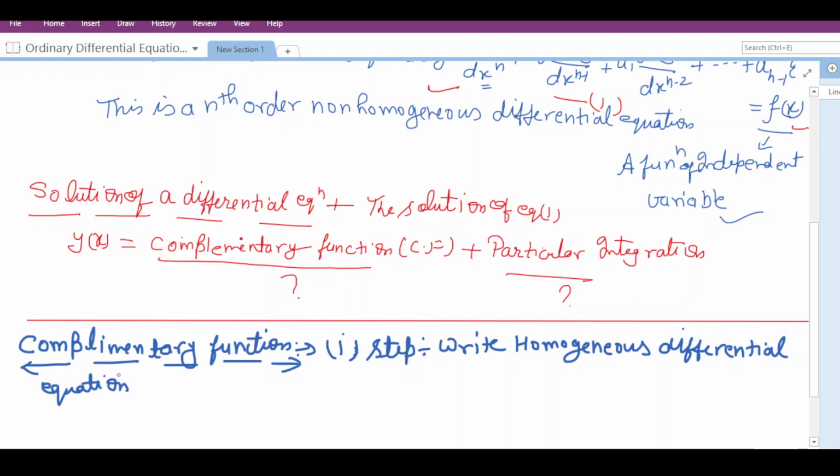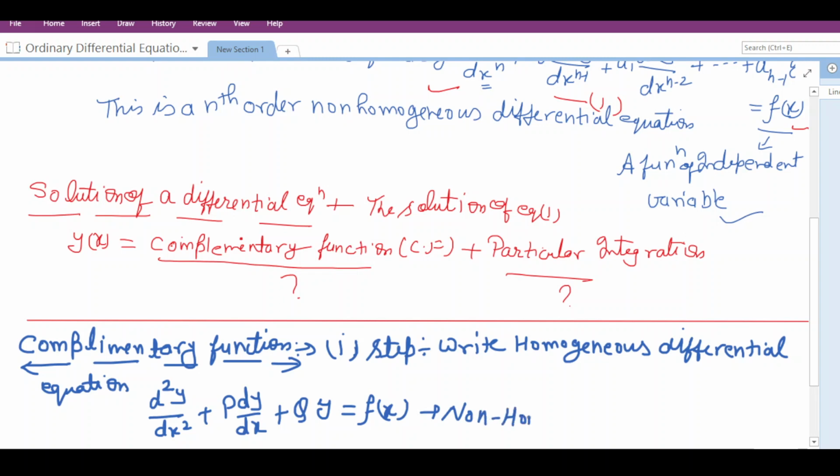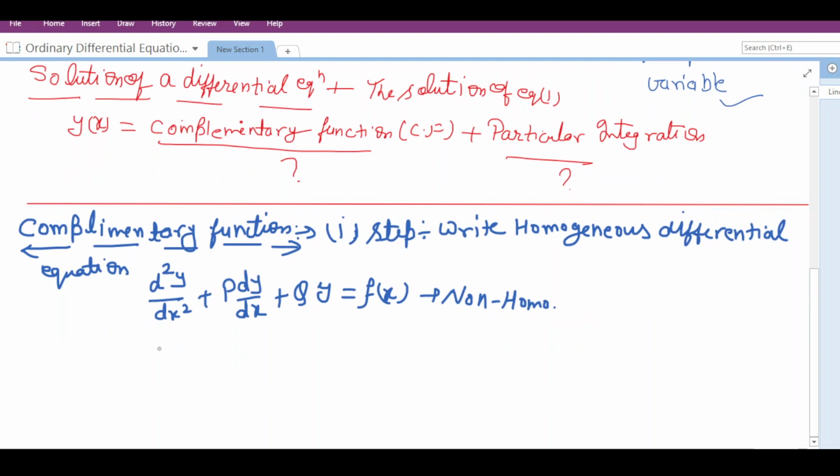So how can we write the homogeneous differential equation? Suppose we have a second order differential equation, d2y upon dx2 plus p dy upon dx plus q y, that is equal to f(x). This is non-homogeneous, right? But if we want to write the homogeneous differential equation, then what we have to do? We have to put this f(x) equal to 0, right?